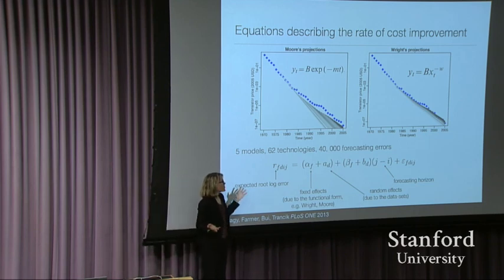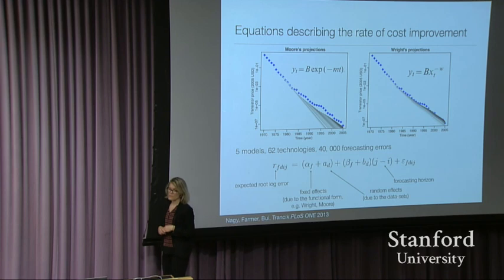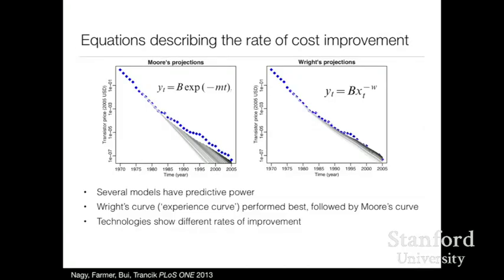And to do that, we looked at these 62 different technologies, separated out the random effects from the fixed effects, and compared the performance of these different models. And what we find is that, yes, several of these simple models do have predictive power. Wright's curve performed the best, followed very closely by Moore's curve. And these technologies do show different rates of improvement, so we can use these functional forms to describe the rate of improvement and study differences in the rate.